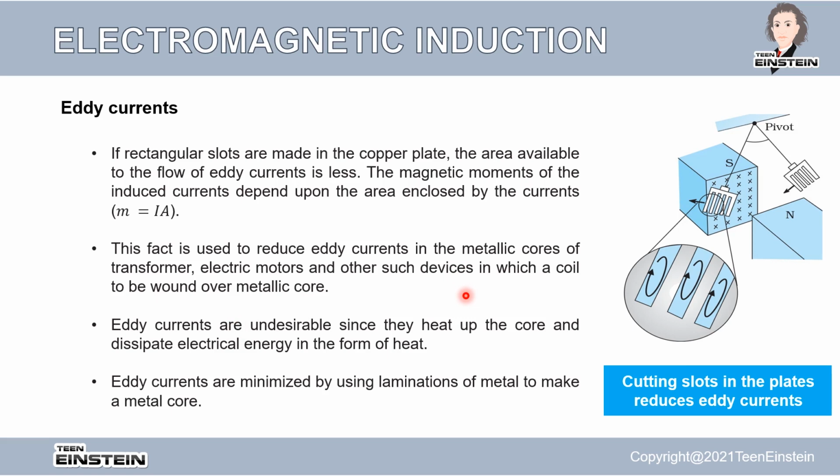So why do we want to avoid the eddy currents? Because eddy currents are undesirable since they heat up the core and dissipate electric energy in the form of heat. See, when you have eddy current produced in transformers and all, you will be losing a lot of energy because it just gets heated up and it gets dissipated to the environment, which will be total loss. So we want to avoid eddy currents as much as possible when it comes to transformers. So how do we do that? We can minimize eddy currents by using laminations of metal to make a metal core.